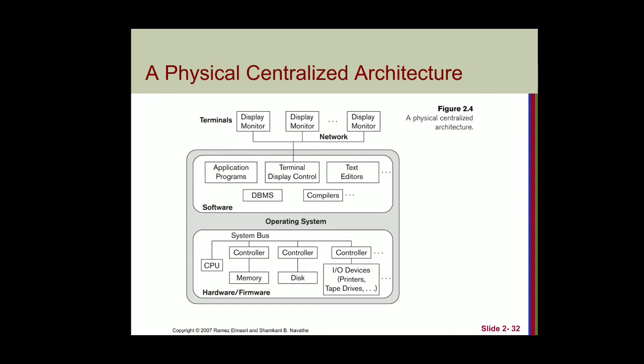Right, then we have the operating system which is going to control all the things like CPU, memory, disk, IO devices, printers, tape drives. Right, all these are examples of IO devices. So everything is being controlled from this operating system. You can see over here everything is centralized. Right, in a single place we are going to have all the functionalities to be done. So this is a physical centralized architecture.